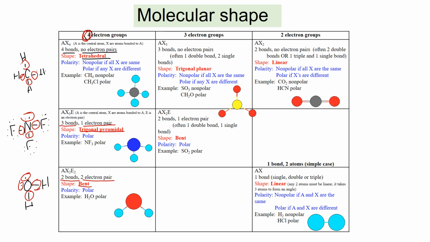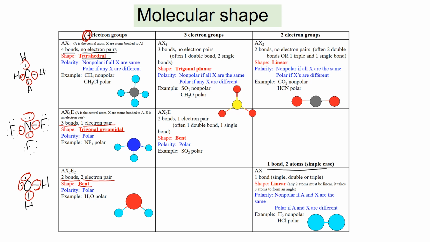If we were to pull 1 more group off, then we would just have 2 atoms. And our 1 bond, 2 atoms is the simple case, because that's always linear. It's just 2 atoms bonded together. So once you're down to 2 atoms, it's always linear.